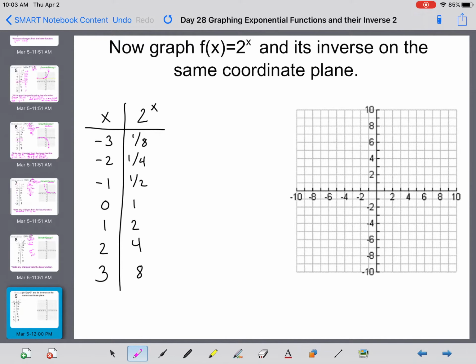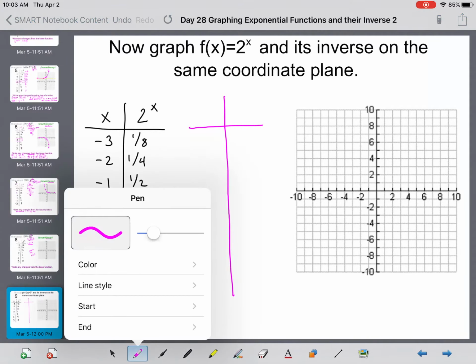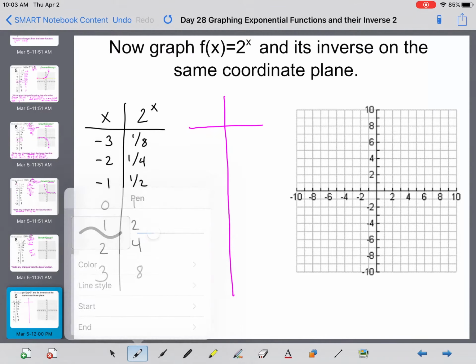All right, let's look at this inverse function. Again, same points that we've been working with since the very first problem, and let's plot its inverse. So I guess let me do the black one first. Let me go ahead and plot these points right here. So again, this would be just my 2 to the x.